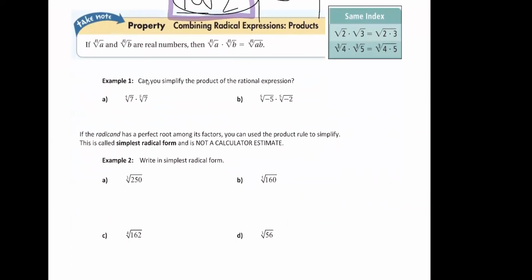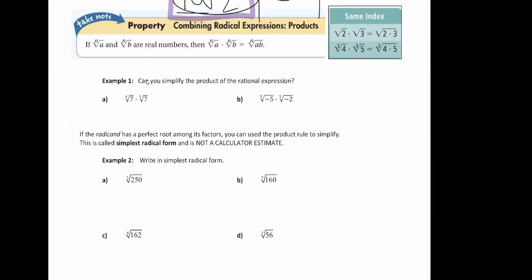But like I mentioned earlier in the notes, to multiply radicals, you can just multiply what's underneath your radical to create a single radical. This only works if they have the same index, though.